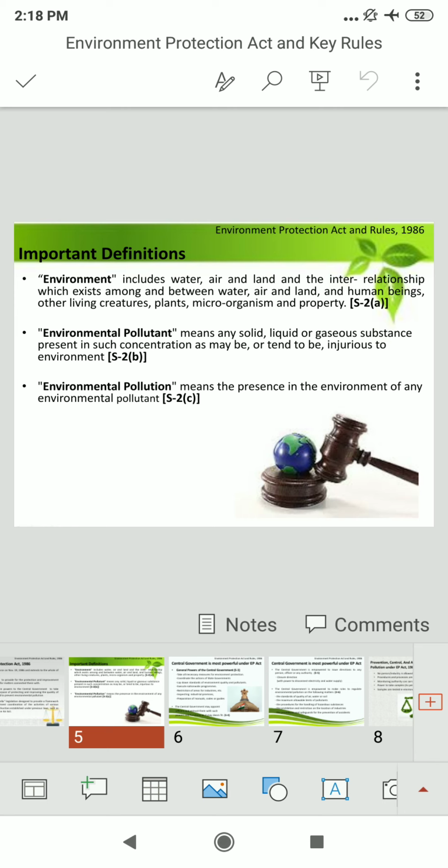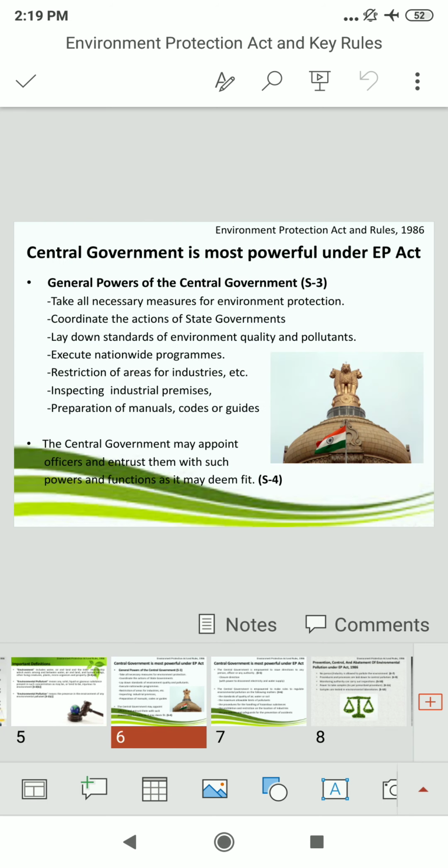An environmental pollutant means any solid, liquid, or gaseous substance present in such concentration as may be or tend to be injurious to the environment. Environmental pollution means the presence in the environment of any environmental pollutants. The central government is the most powerful under the EP Act.